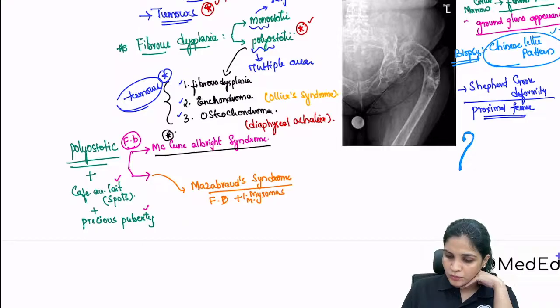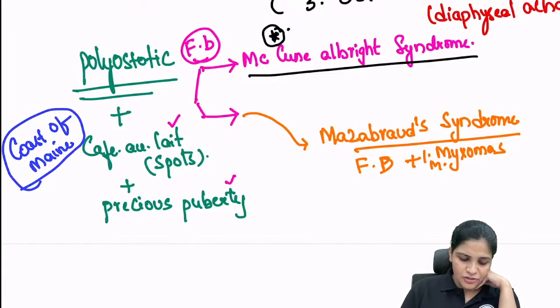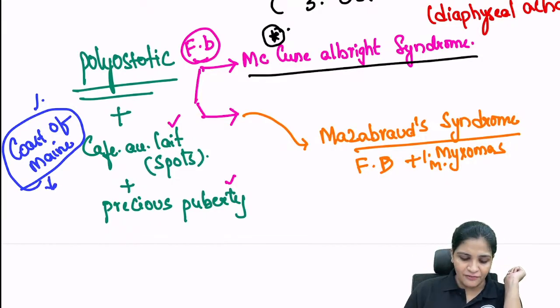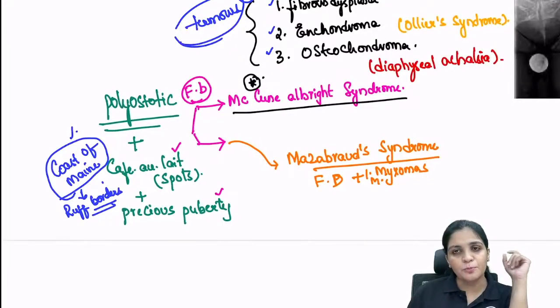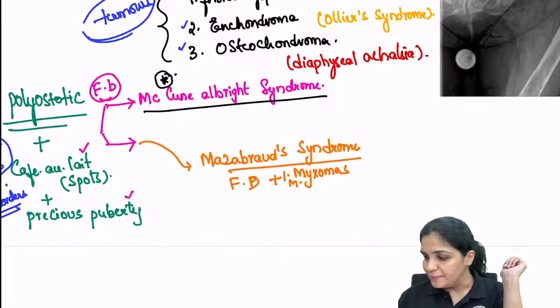These café-au-lait spots are considered coast of Maine. What is coast of Maine? Whenever they are present with rough borders, rough edges, that is coast of Maine, and coast of California is smooth border, which is seen in neurofibromatosis. Okay, so this is about fibrous dysplasia.